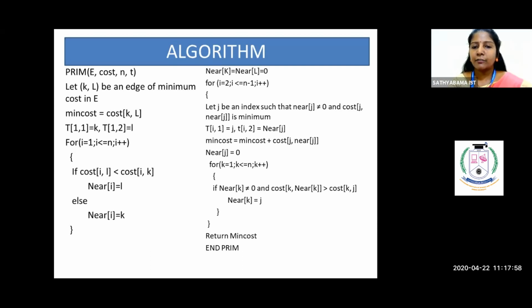For every iteration, we are choosing the minimum cost and the j value. We are updating the new edge cost with the minimum cost variable and updating the near array by means of the calculation: if near of k not equal to 0 and cost of k comma near of k is greater than cost of k comma j. If the condition is satisfied, we are updating the near array entry as j. This loop is repeated from 2 to n minus 1 iterations. Finally, we are returning the minimum cost.